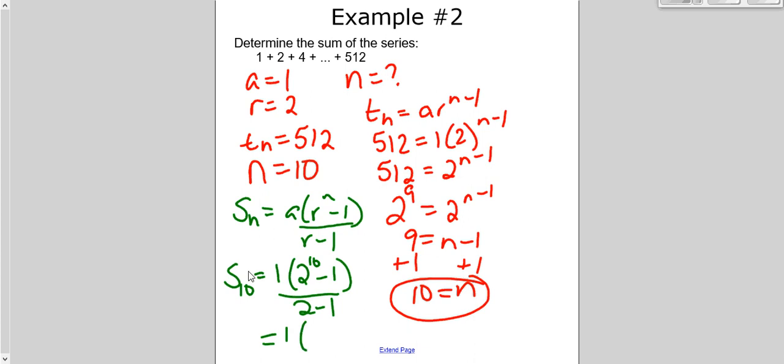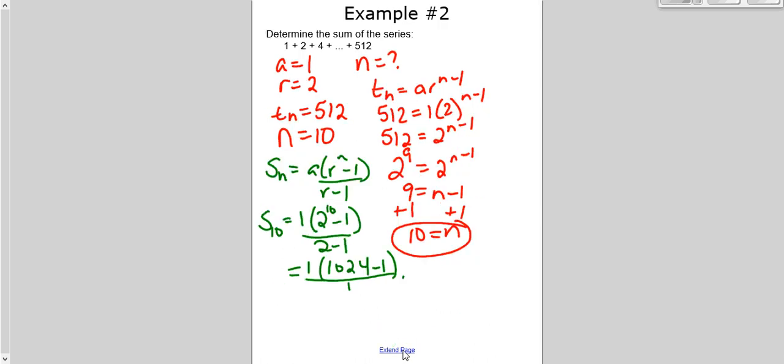1 times 2 to the 10. So 2 to the 10 is 1,024 minus 1 all over 2 minus 1, which is 1, equals 1,023 times 1 divided by 1, so 1,023. So there we go. All right, so we had to go back and use our geometric sequence formula to find out how many terms we were talking about, and then add them all up. And there you go.